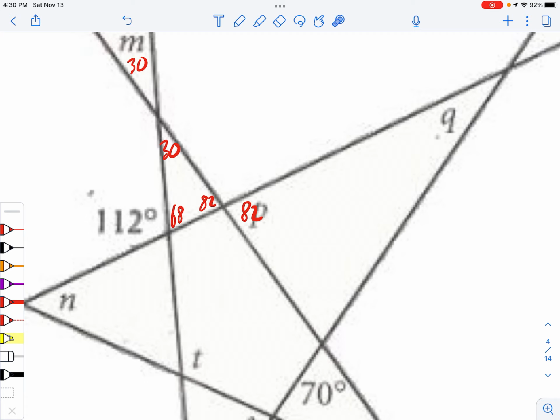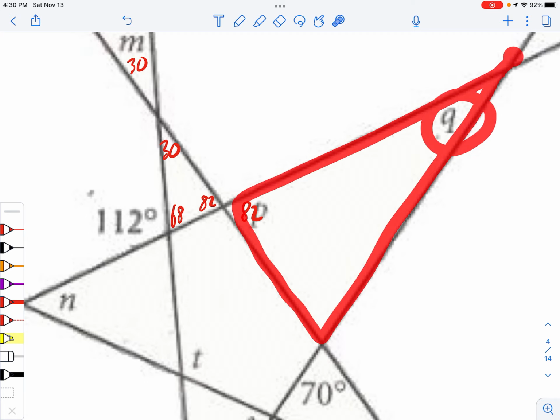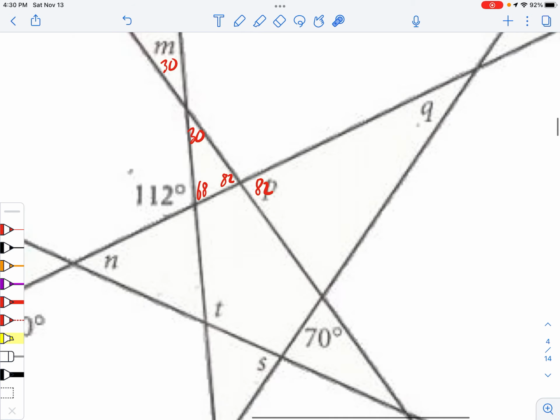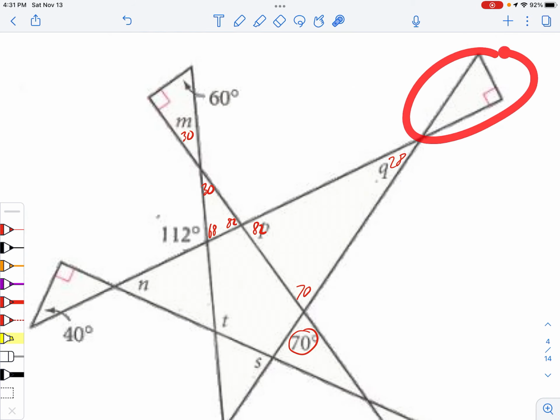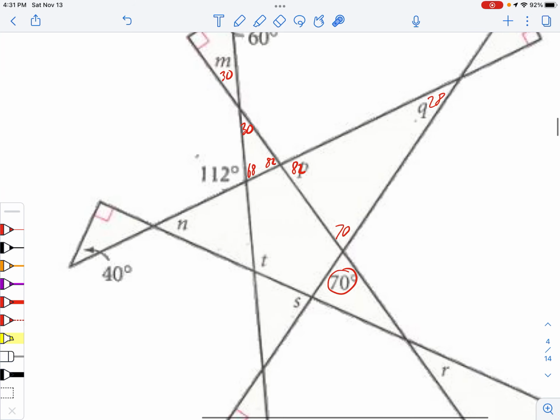Now I'm looking at angle Q here. Right now, oh wait, I thought I didn't have enough information, but now I see this 70 degrees here, vertical angle with that 70 degrees. So now I do have enough information to find angle Q. 82 and 70 is 152, subtract from 180, gets me 28. No more angles that I'm interested in over there. So let's move on.